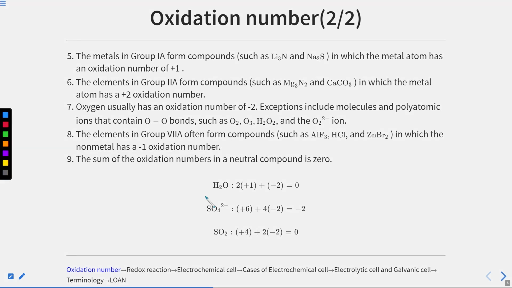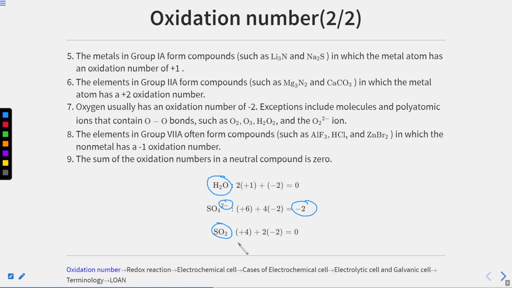So the first example is H2O. A simple example which says that here hydrogen has a charge of +1 as it is combined with a non-metal. So 2 hydrogen will have +2 and 1 oxygen will have -2. So overall charge will be 0. Next we have SO4 2- in which oxygen will have a charge of -2. So 4 oxygen will have a charge of -8 overall, and sulfur will have a charge of +6. So the overall charge will be -2. Here the charge is -2, so we have equilibrated to its overall charge.